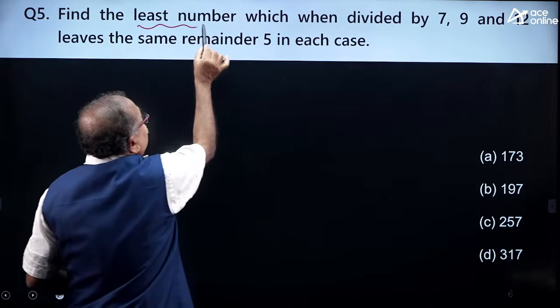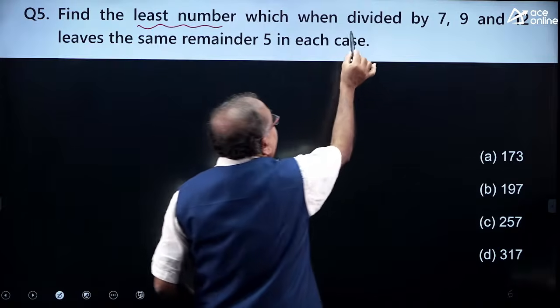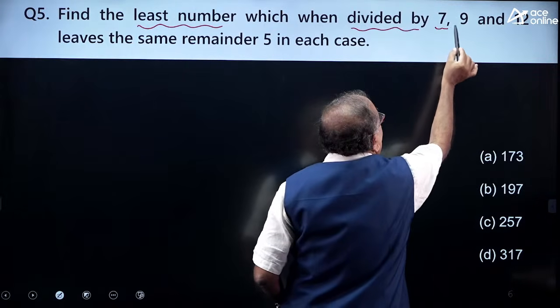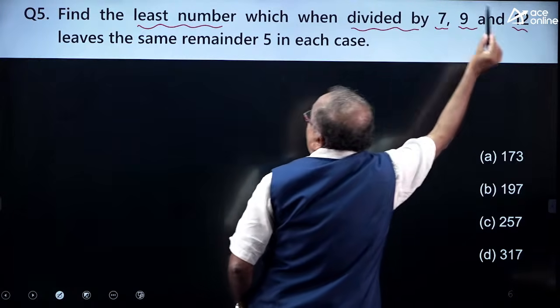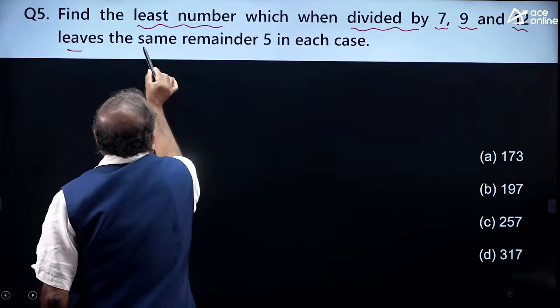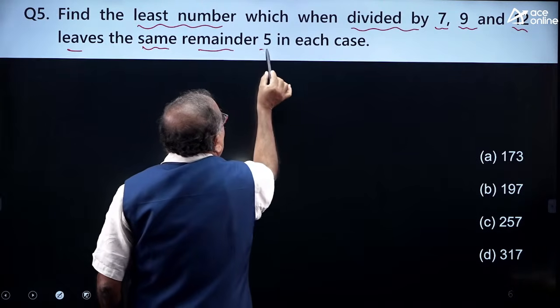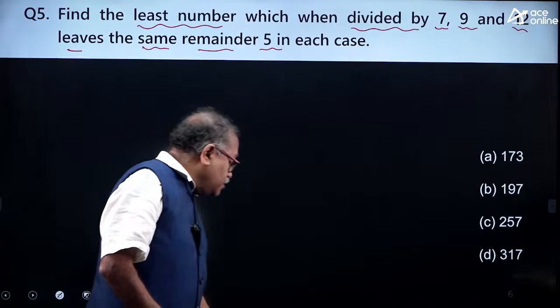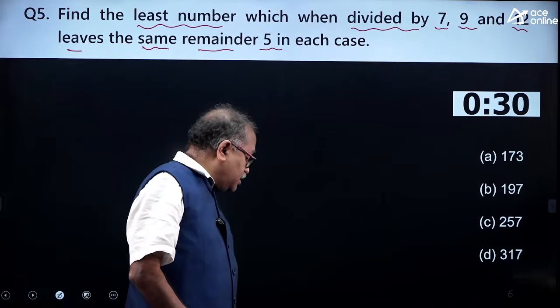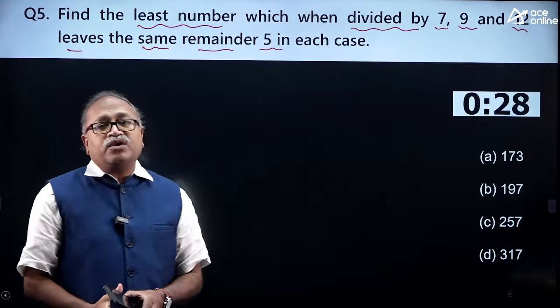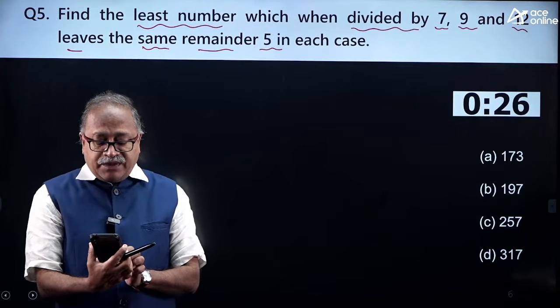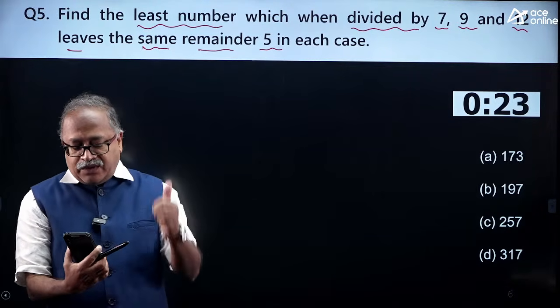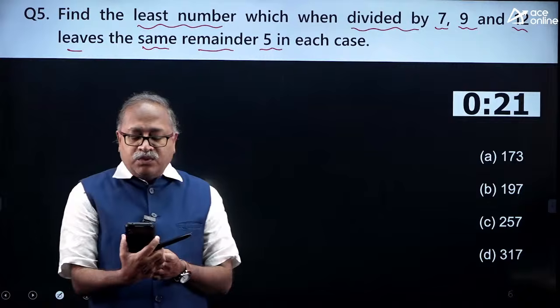Find the least number which when divided by 7, 9 and 12 leaves the same remainder 5 in each case. The very fundamental question for RRB SSC. It comes only in the prelim exam, the CBT 1. Come on, my friends. Let's move on.